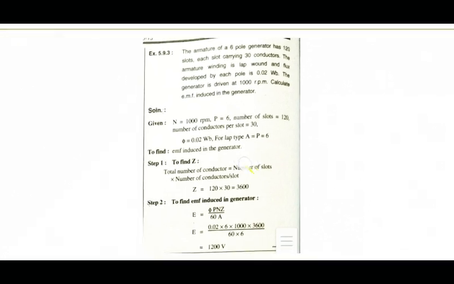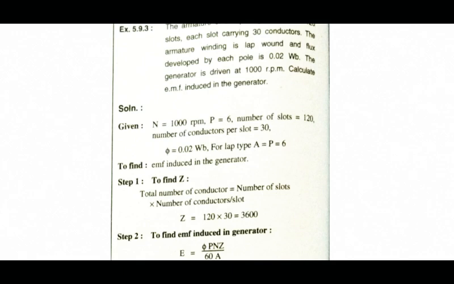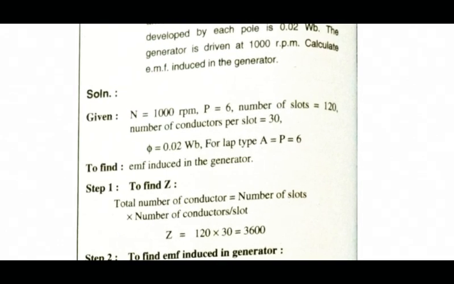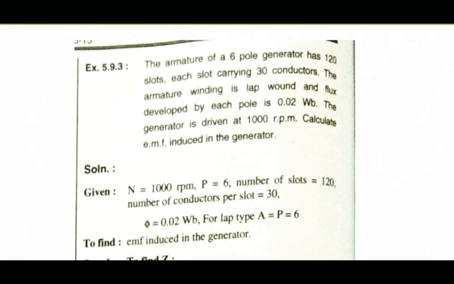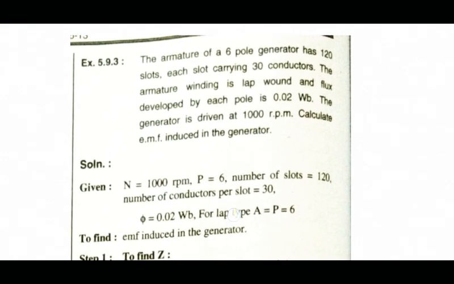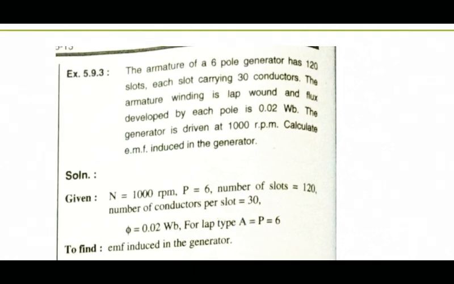The armature of a 6-pole generator has 120 slots, each slot carrying 30 conductors. The armature winding is lap wound and the flux developed by each pole is 0.02 Weber. The generator is driven at 1000 rpm. Calculate the EMF induced in the generator. So we are given N is equal to 1000 rpm. P is equal to 6, since the number of poles given is 6. Here lap winding is present, so A is equal to P, we will take it as 6.